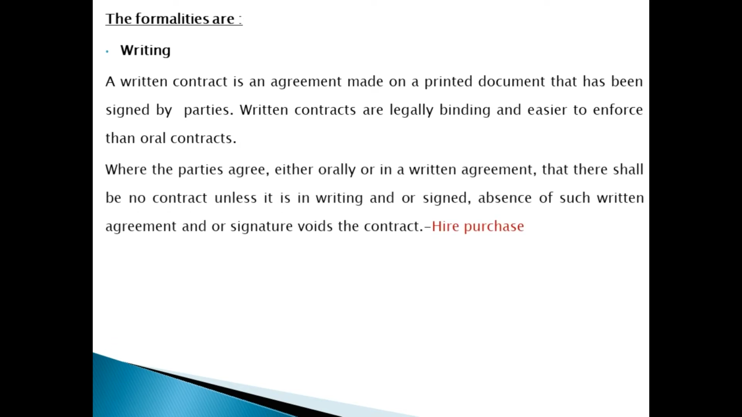Where the parties agree, either orally or in a written agreement, that there shall be no contract unless it is in writing and/or is signed, the absence of such a written agreement or signature voids the contract.